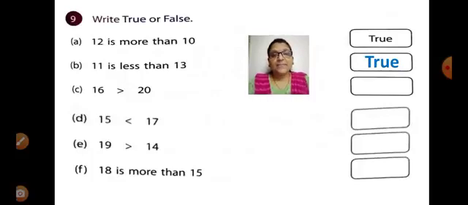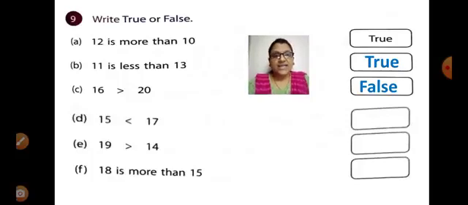Next, example C. 16 is more than 20. Is this a correct statement, children? Look at the numbers 16 and 20. At the tens place of 16, it's number 1. And the tens place of number 20, it is number 2. So, 1 is less than 2 and 16 is less than 20. But here, the more than sign is given. Hence, this is a false statement. Let us write F-A-L-S-E, false, in the given box.